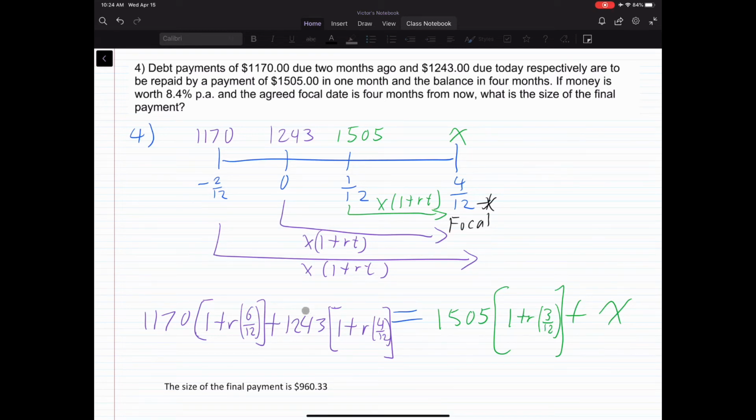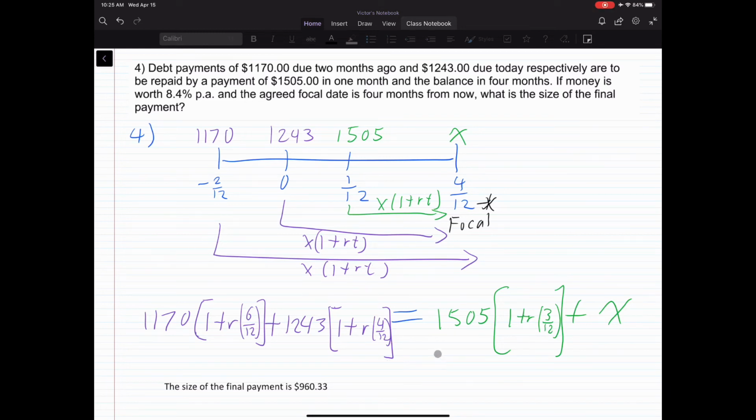Next, we have the 1243. It is to the left of the focal date, so we multiply it by 1 plus RT. And our t here is 4 over 12, because from today to 4 months from now, the time in between is 4 months. And those are the values of the two debts at the focal date.